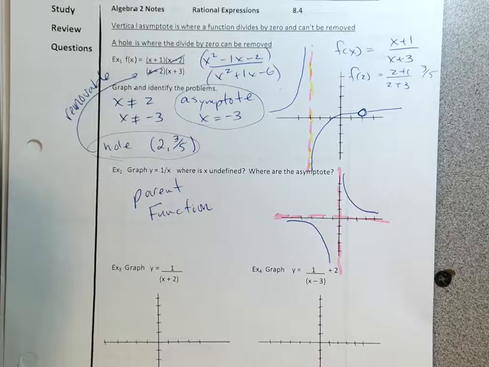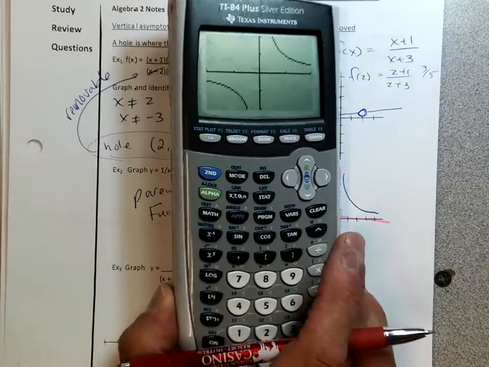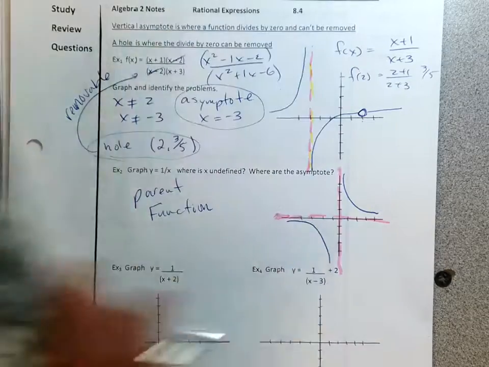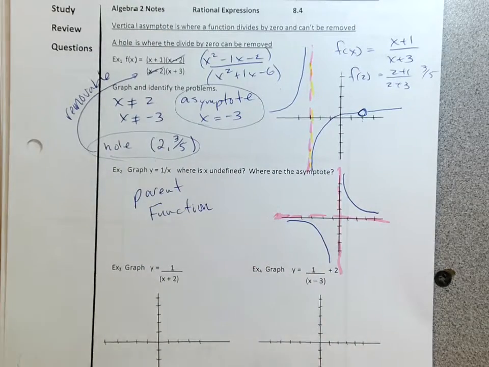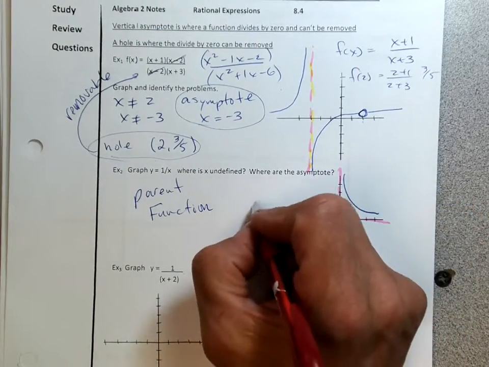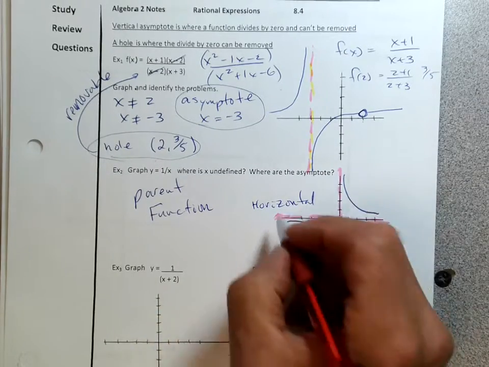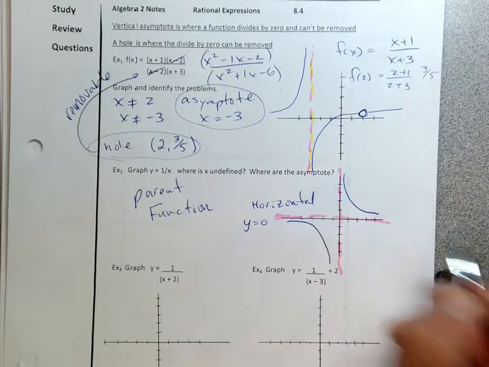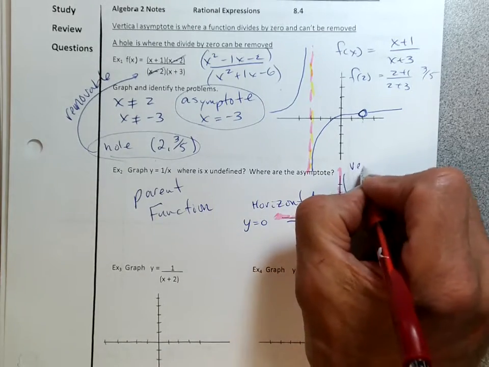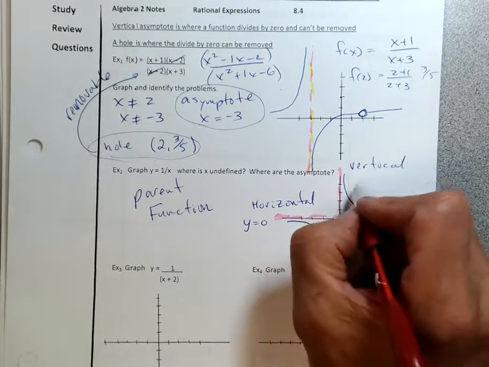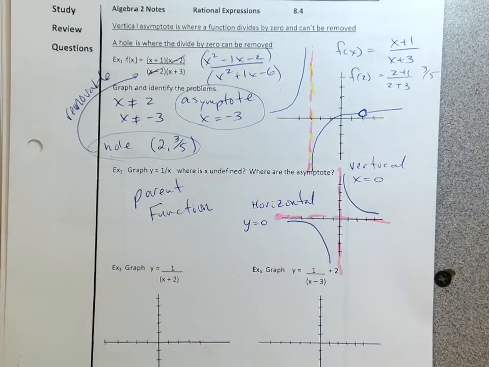Okay, oh, I did make a mistake. Here it is on my calculator. That's our parent function. We have a horizontal asymptote at y equals 0, and we have a vertical asymptote at x equals 0, okay?